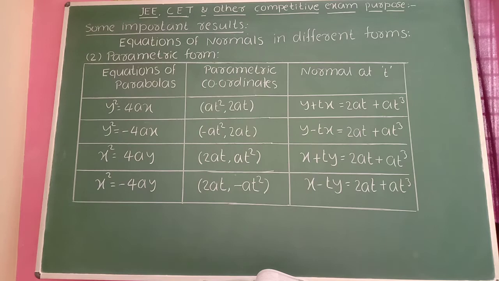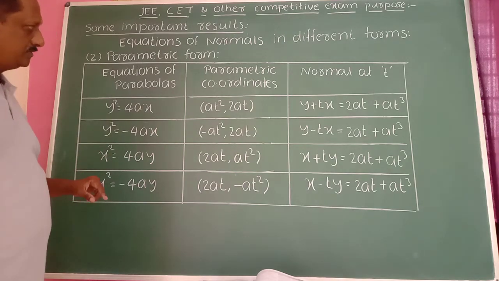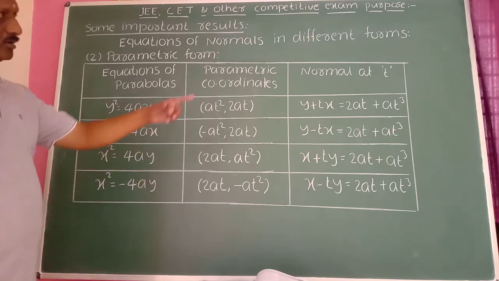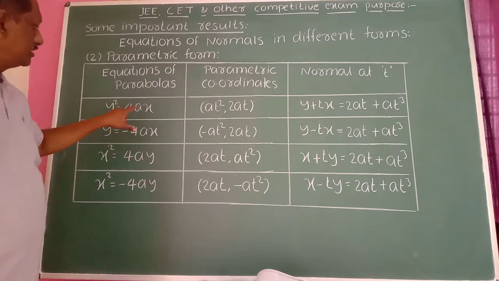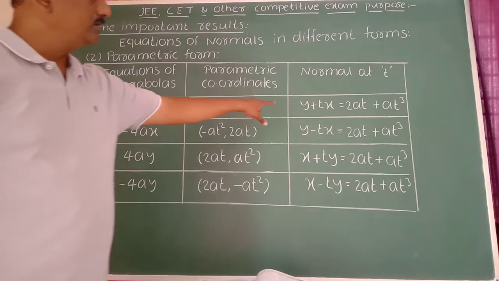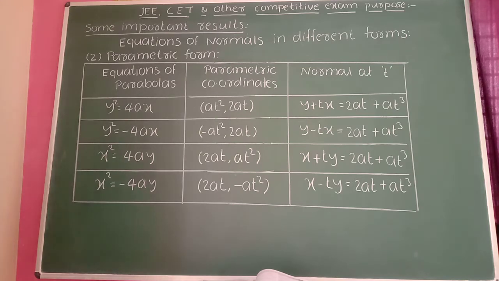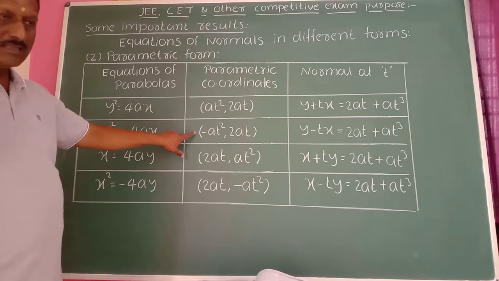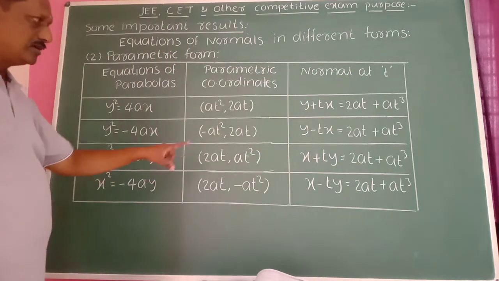So now the equations of normals in parametric form. These are the equations of parabolas, and these are the parametric coordinates. A normal at t means the normal at this point to this parabola is y plus t into x equal to 2at plus at cube. This is the equation of normal to the parabola at this point. So similarly for the other two also.